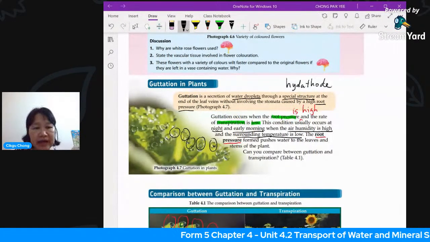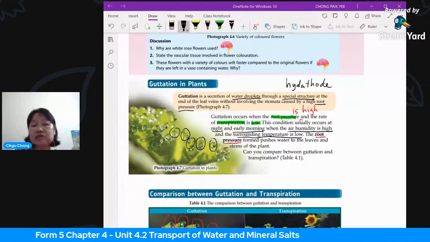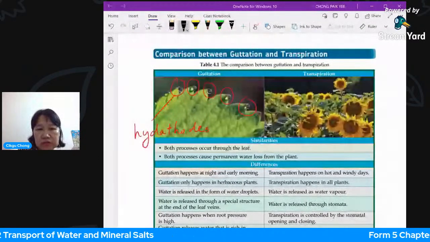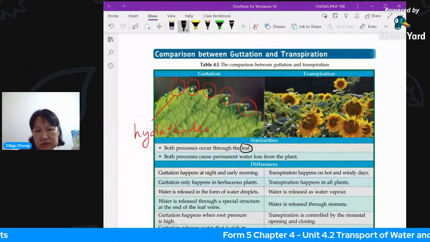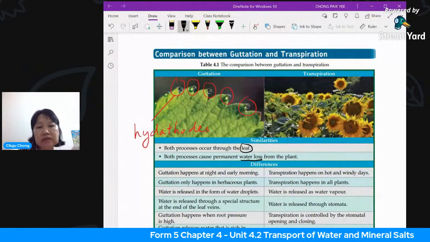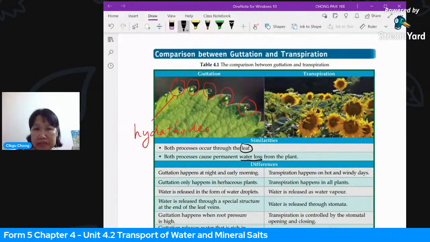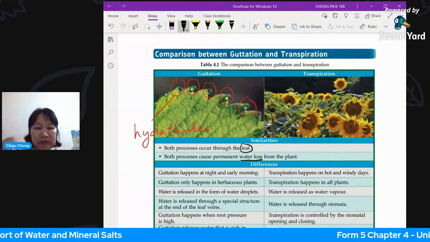Let's compare similarities and differences. When you say comparing, don't forget to talk about similarities as well. Both occur through the leaf, and both will cause water loss. You need not say permanent, it's just water loss. The only thing is a different form. Guttation is droplets of water. Transpiration is in water vapor.